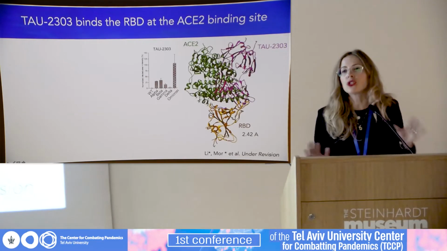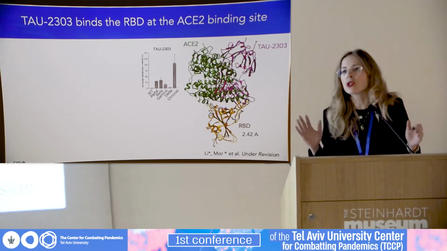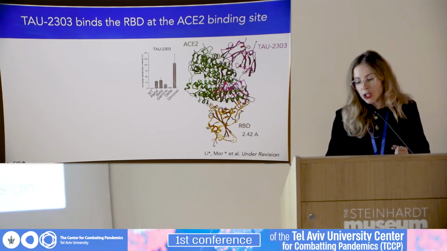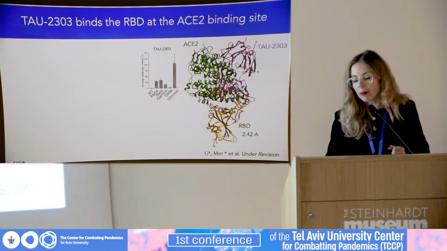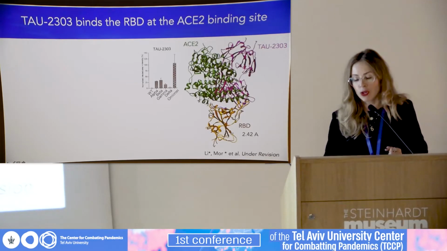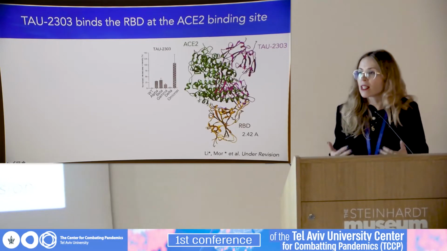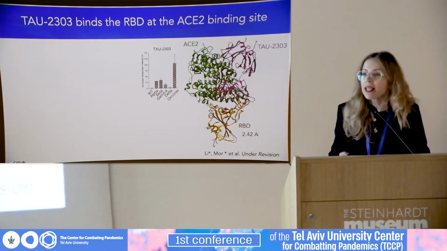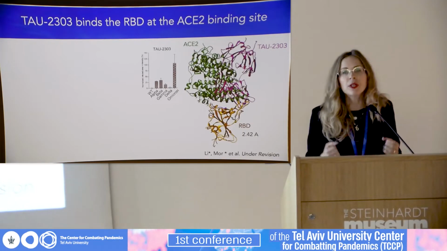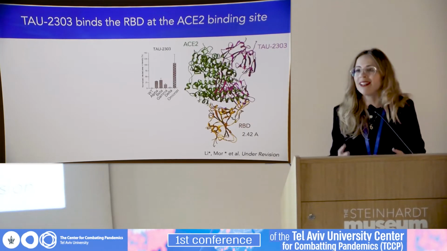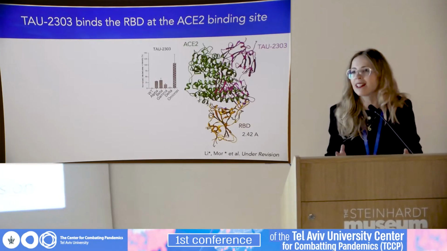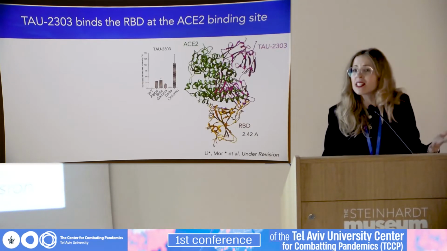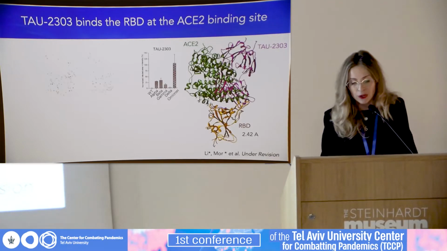And you can see here 2 structures, one superimposed on top of the other. The first structure is the tau2303 antibody with the RBD in orange. On top of that is the structure I showed you a few slides earlier of the RBD in orange and ACE2 in green. What you can appreciate is that both molecules are binding almost to exactly the same surface. And this is the mechanism for antibody neutralization, of course.